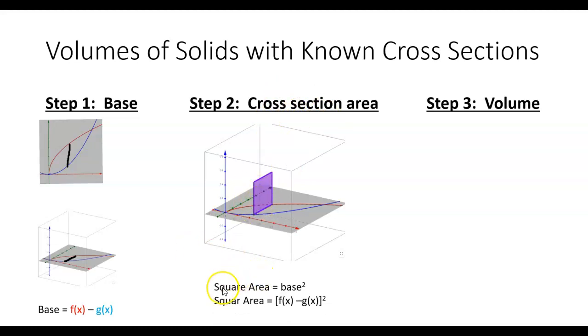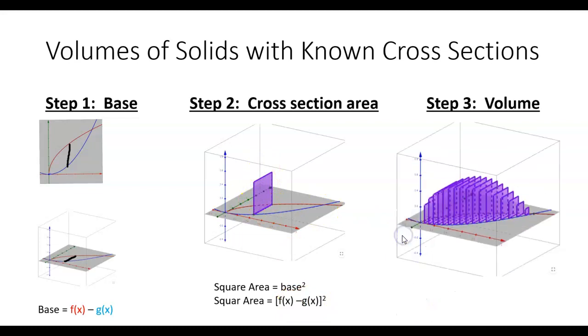So the area of a square is equal to that base length squared. And so that base length is f of x minus g of x, so the square's area will be f of x minus g of x squared. The final thing is to put an infinite number of squares on there between the 2 functions and add them all together, and that creates a volume of a solid.